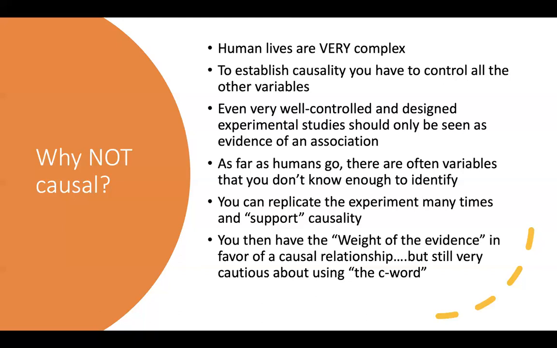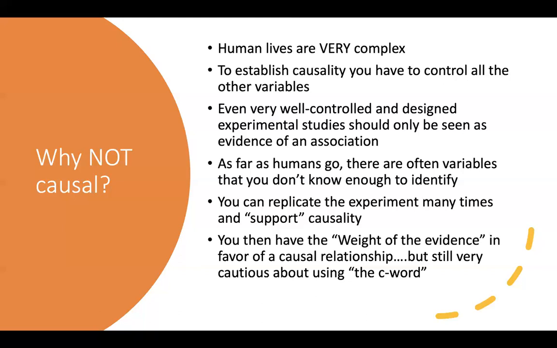What you end up doing is collecting a lot of studies. And if a lot of studies seem to say the same thing, then what you have is the weight of the evidence. You could say the weight of the evidence is in favor of this idea that broccoli is related to sleep, or that broccoli causes better or worse sleep, or whatever it is. I just kind of made that up.